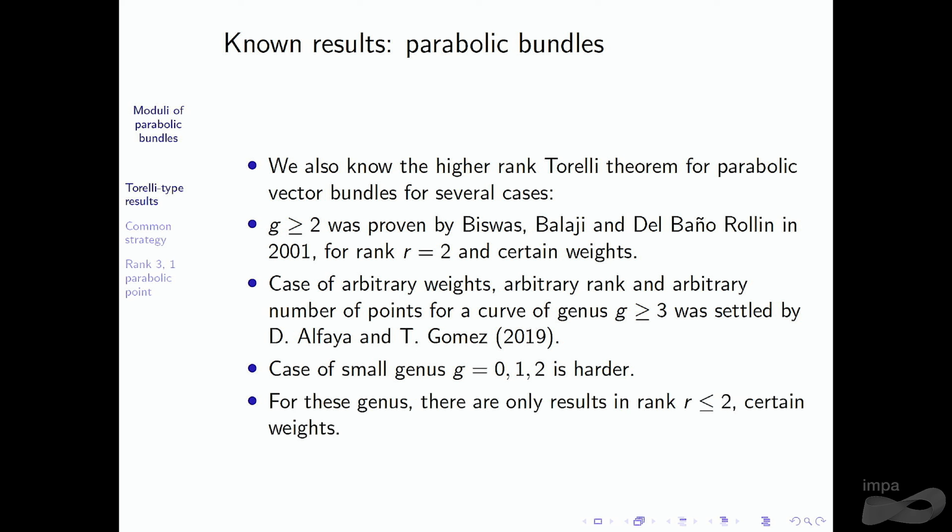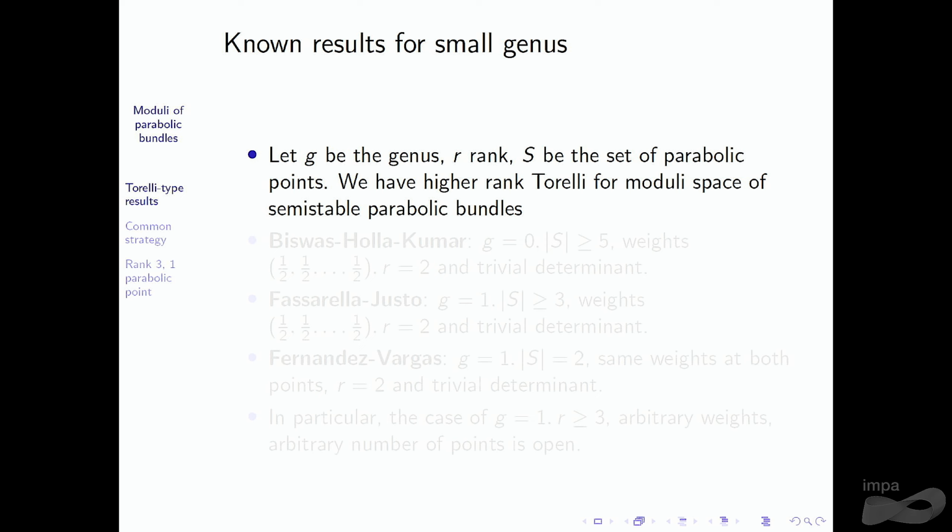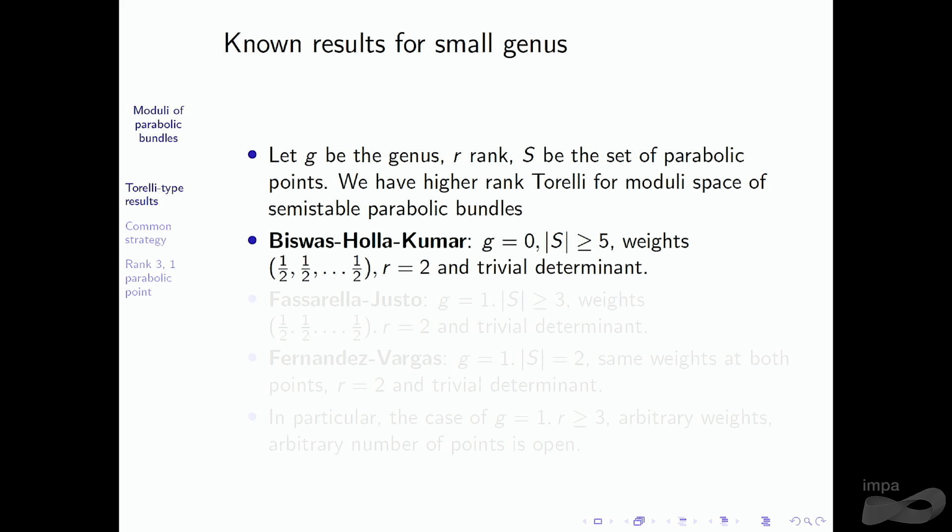For these genera, normally the results that we have are in rank 2 or less, so 1 or 2, and for certain weights. And this is the topic of what I'm going to be discussing more. So if I take g to be the genus, r to be the rank, S to be the set of parabolic points, Biswas, Hoffmann, Kumar showed it for genus 0. If I take, let's say, the number of points being greater than or equal to 5, but I need the weight to be half, half, half. So for a very fixed weight.